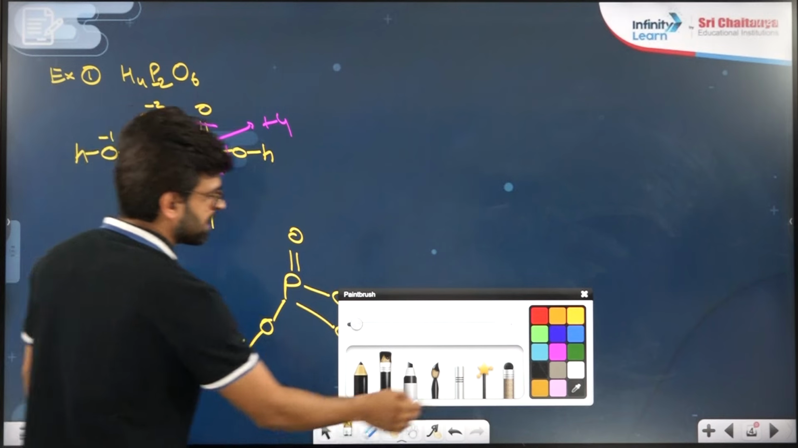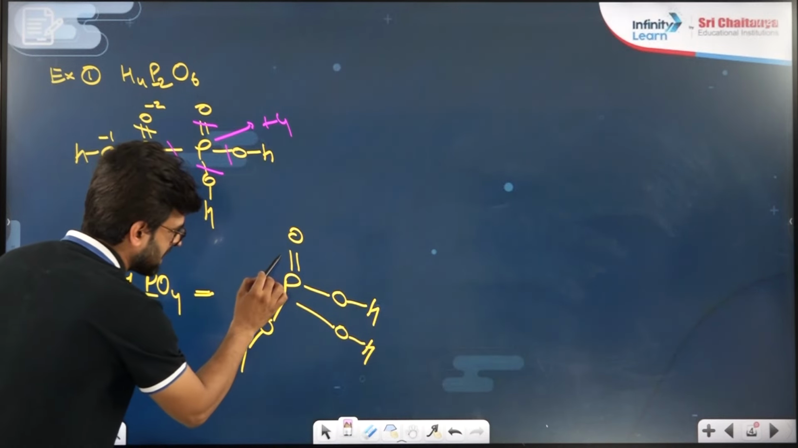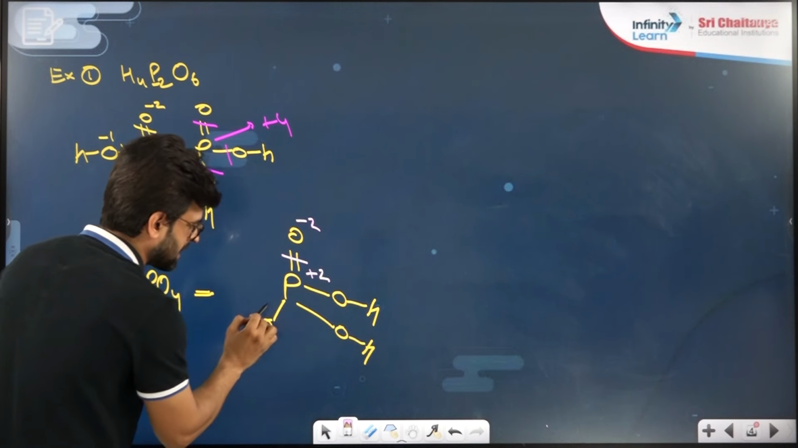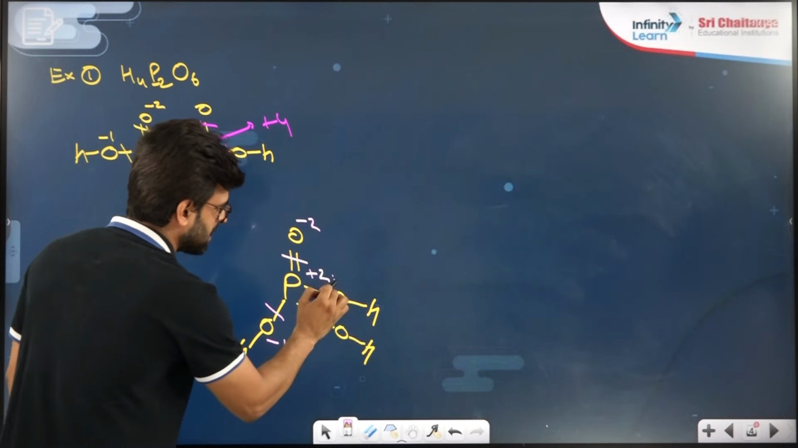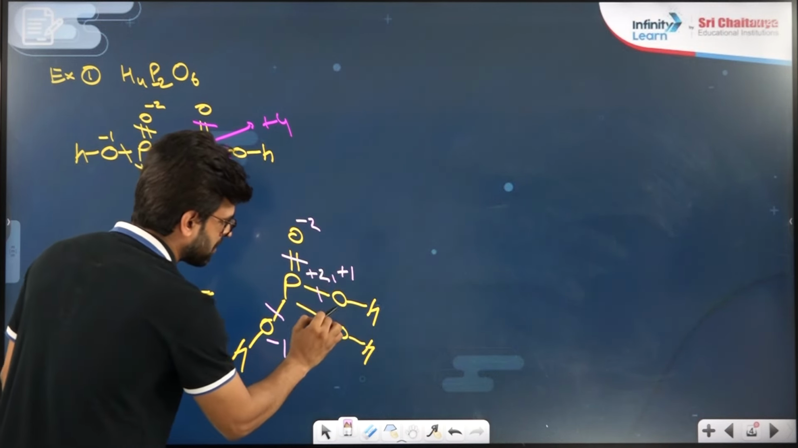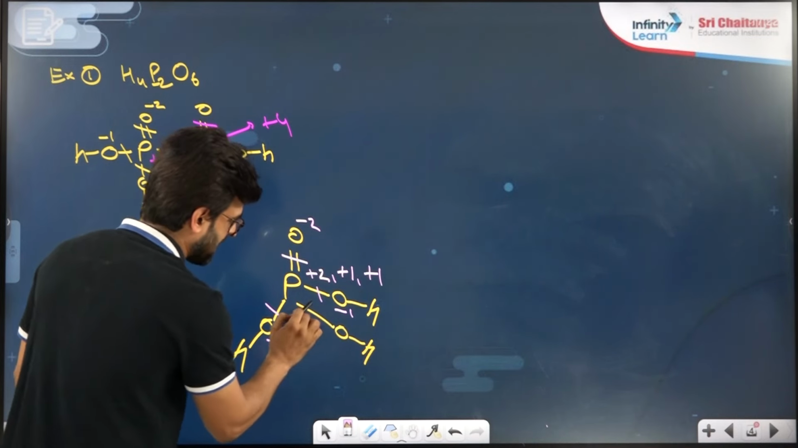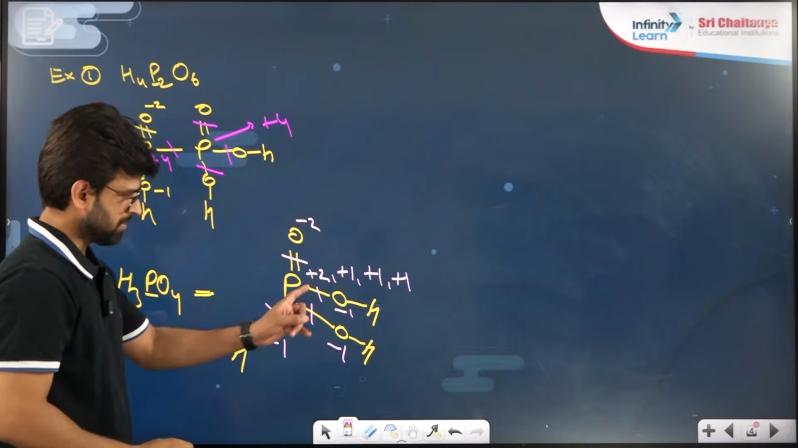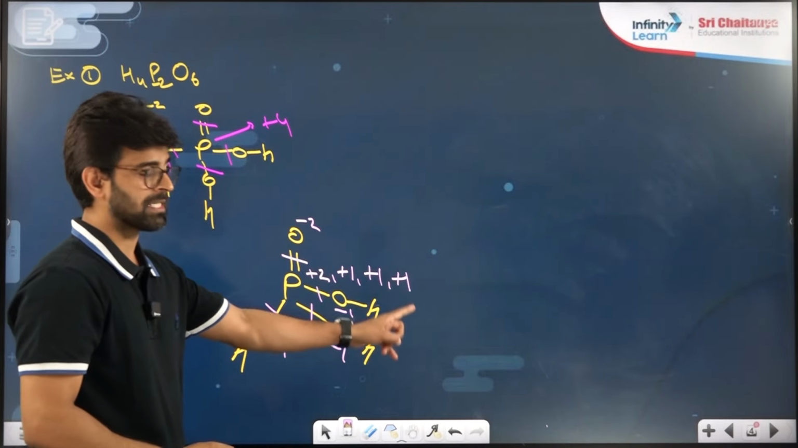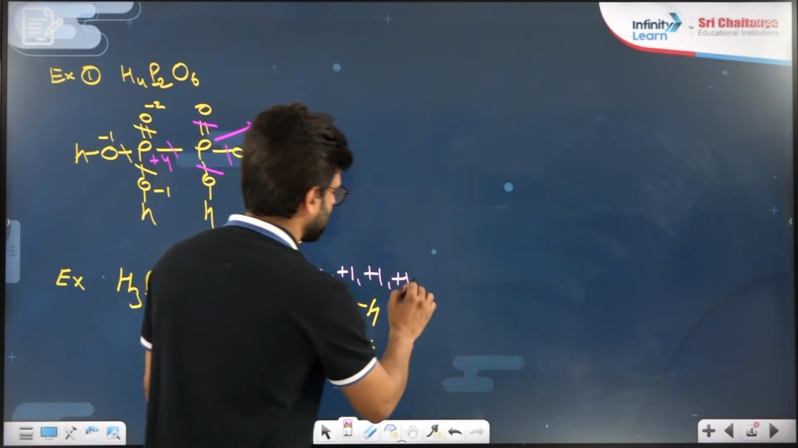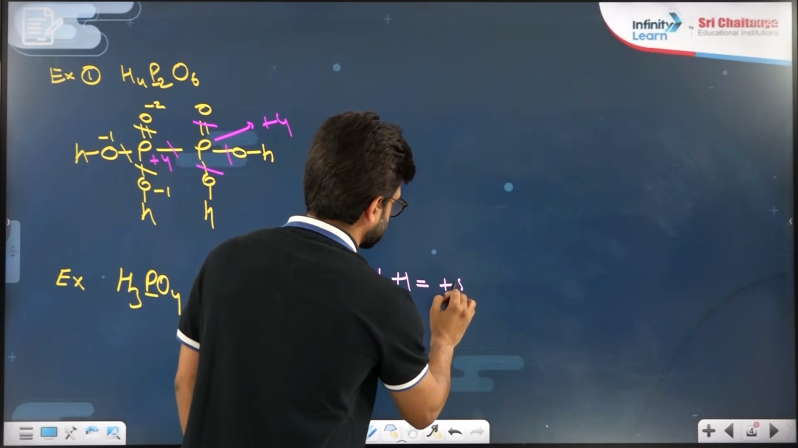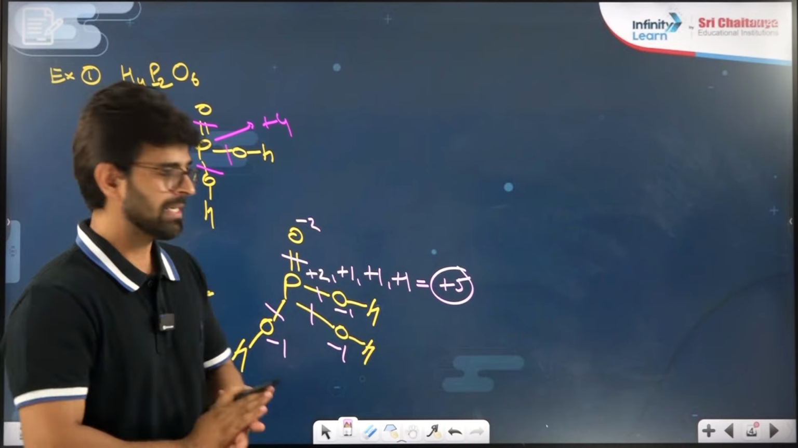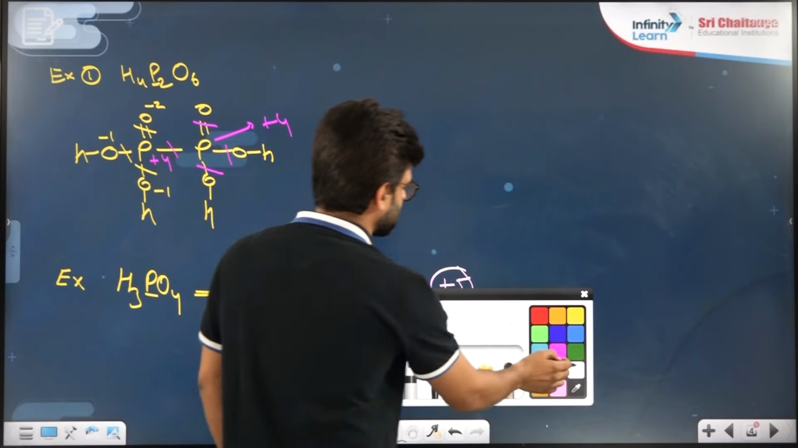If I am breaking the bonds here, the double bond breaking gives -2, +2. Single bond, -1, +1. Again single bond, -1, +1. Again single bond, -1, +1. So +2, +1, +1, +1. How much is coming? +5. Very good, right answer. We are getting +5, right? Okay. We can take one or two more examples.